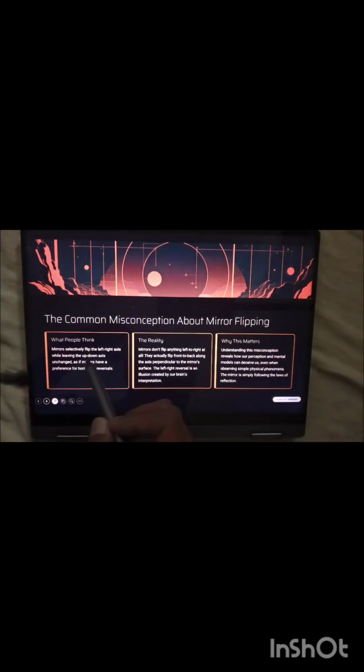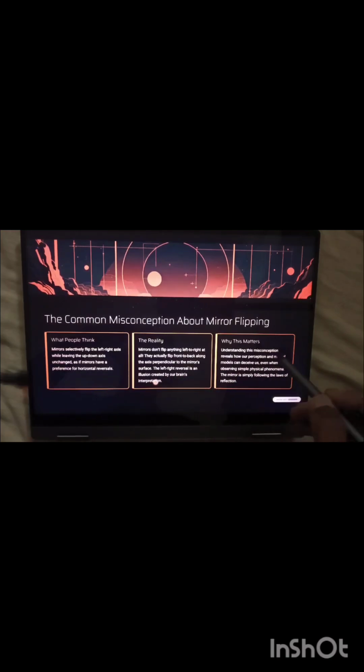Now, move to the next slide. The common misconception about mirror flipping is that people think the mirror selectively flips the left-right axis while leaving the up-down axis unchanged, as if the mirror has a preference for horizontal reversal. The reality is that mirrors don't flip anything left to right at all. They actually flip front to back along the axis perpendicular to the mirror surface. The left-right reversal is an illusion created by our brain's interpretation.